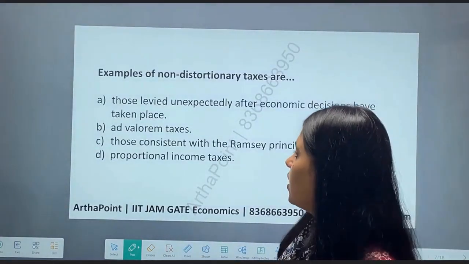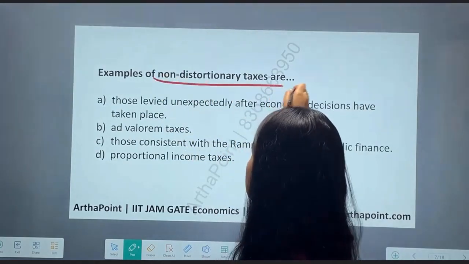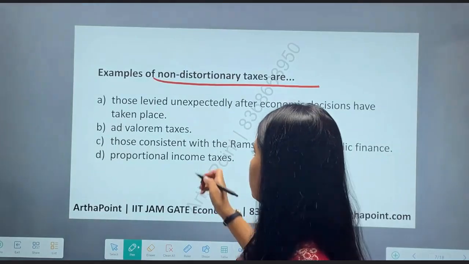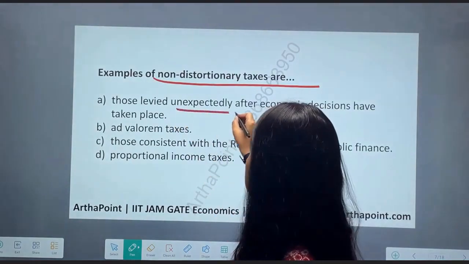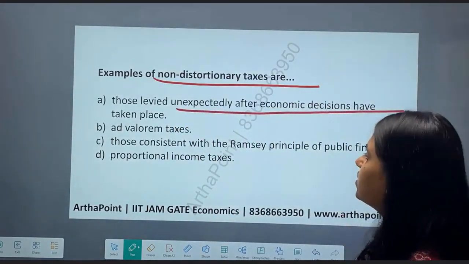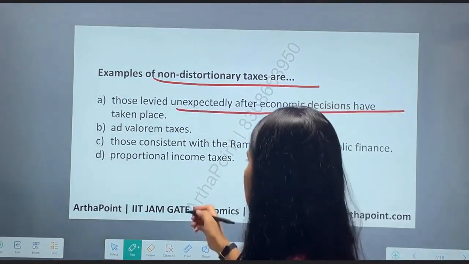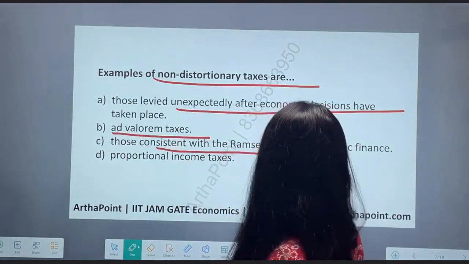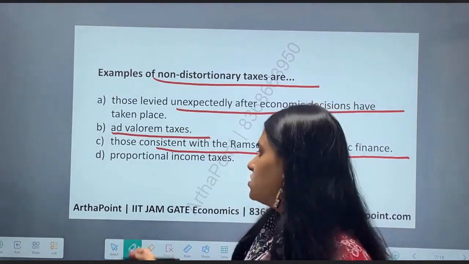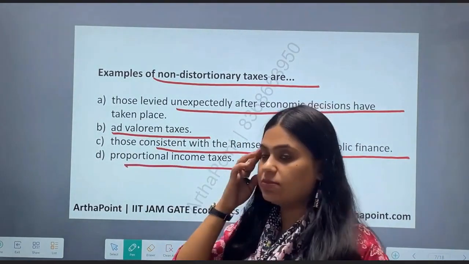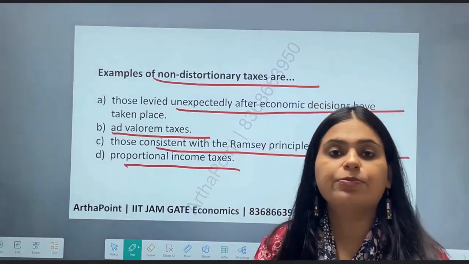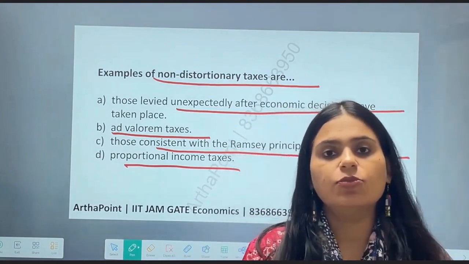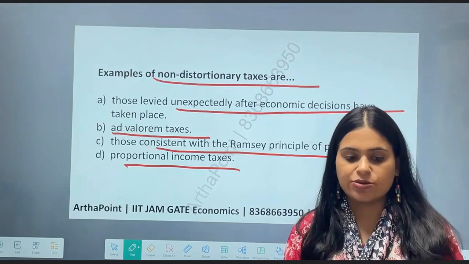Try to read this. Examples of non-distortionary taxes are, so 4 points are given. Those levied unexpectedly after economic decisions have been taken place, ad valorem taxes, those consistent with Ramsey principle of public finance, or proportional income tax. Which is an example of non-distortionary taxes? Better take a moment, try to answer this question. Answer it yourself once.